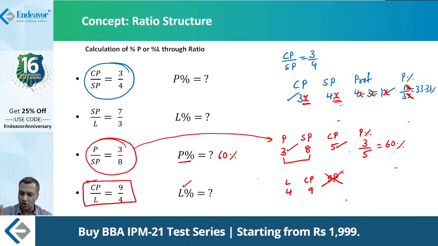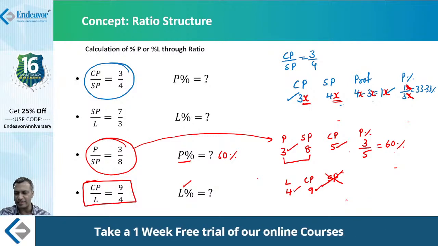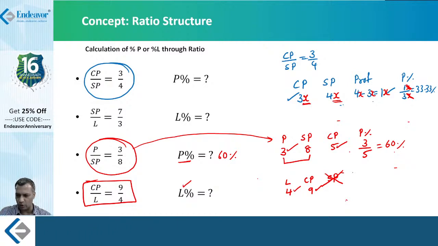Loss percentage. Loss percentage means loss divided by cost price. Both are given. Loss you already have. Cost price you already have. Not that, okay, everything I want to find out selling price. No, just understand what are the elements required for you to answer the question, right? Okay. So coming here, therefore, what is loss percentage?